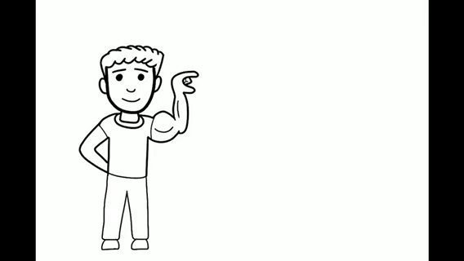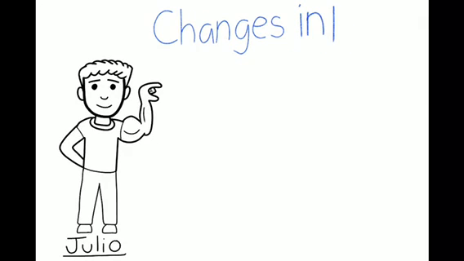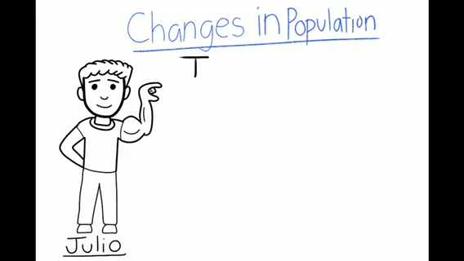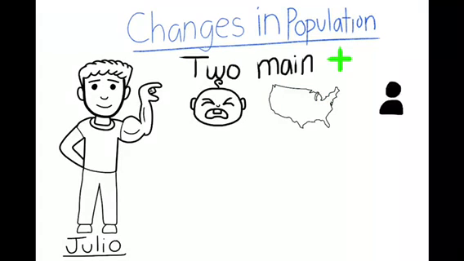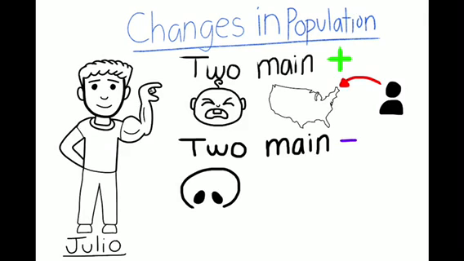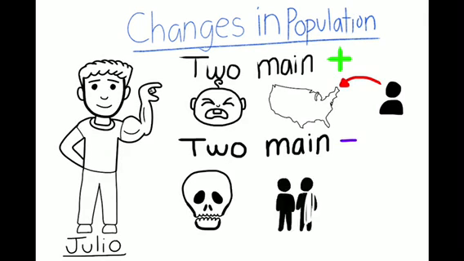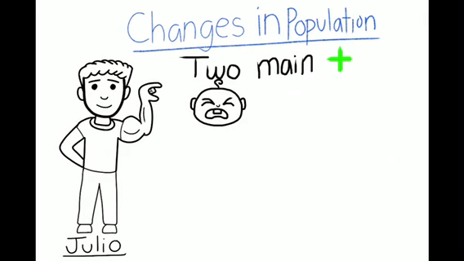My name is Julio, and I will be talking to you guys about changes in population. There are two main ways that the population increases, which is by birth and by immigration, and two main ways it decreases, which is by death and by emigration.